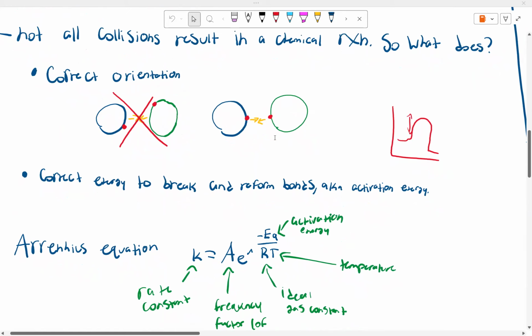Also, you need the correct energy to break and reform bonds, also known as activation energy. So activation energy is essentially, from your reactants, on this reaction coordinate, and this is Gibbs free energy here. Basically this is the reactants, and this is the transition state. So the difference between the transition state and the reactants is your activation energy.